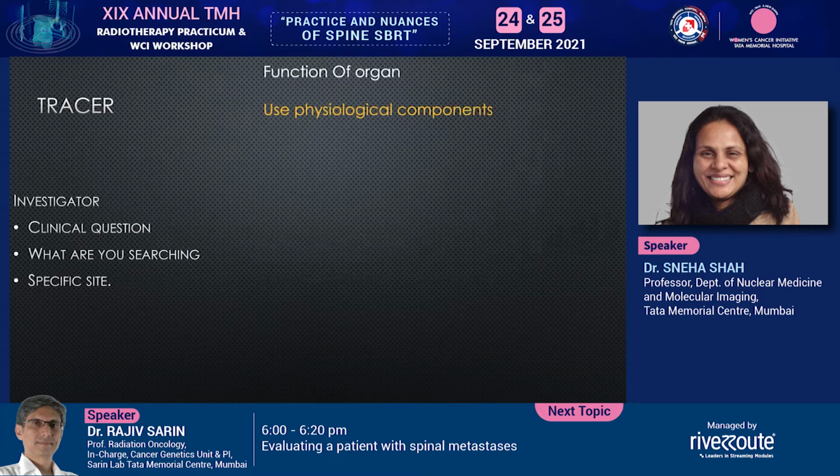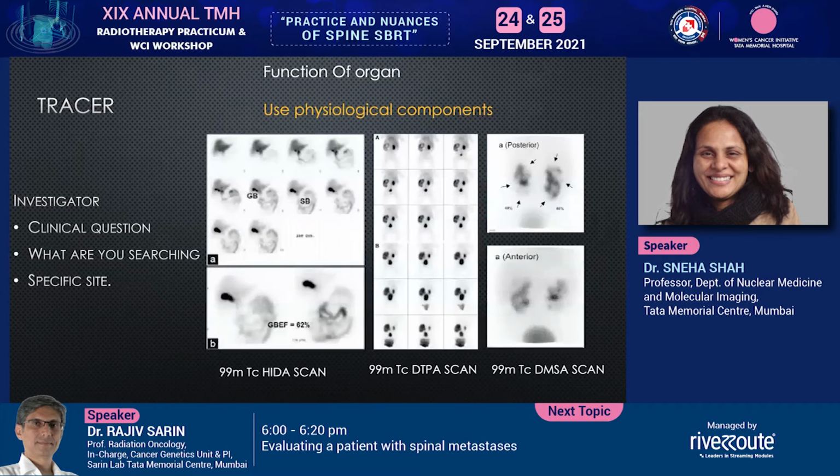If you want to look at the function of an organ, you would normally want to use physiological components, as in a HIDA scan for evaluating liver function, where you would use something which is similar to bile, that is the HIDA, or you would use a DTPA for a renal scan to evaluate the excretory function of the kidney, where DTPA is an inulin analog, or a DMSA, which only goes to the cortex to evaluate the cortex of the kidney.